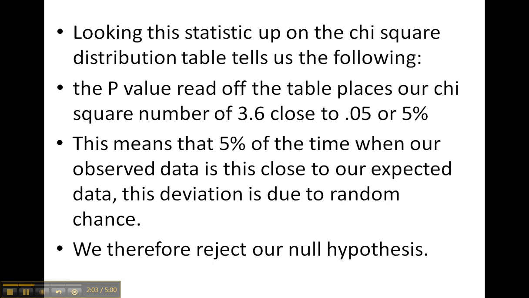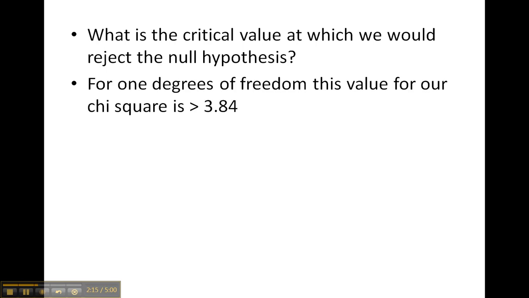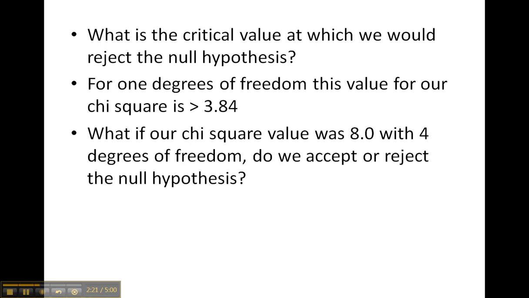Now, if we reject our null hypothesis, that means there is something taking place other than a non-random event. So question, what is the critical value at which we would reject the null hypothesis? The answer is 3.84, because if you look at the table, 3.84 is the 5%.